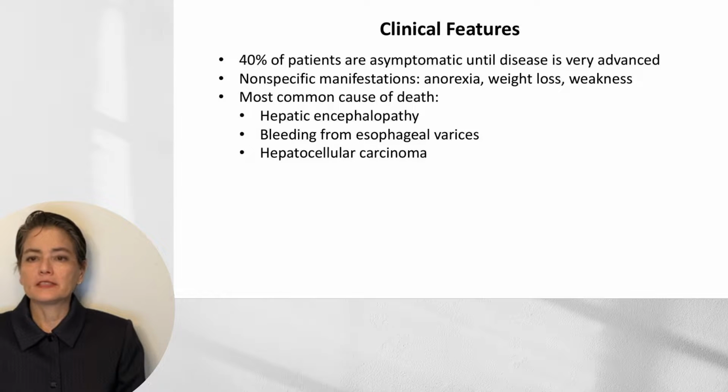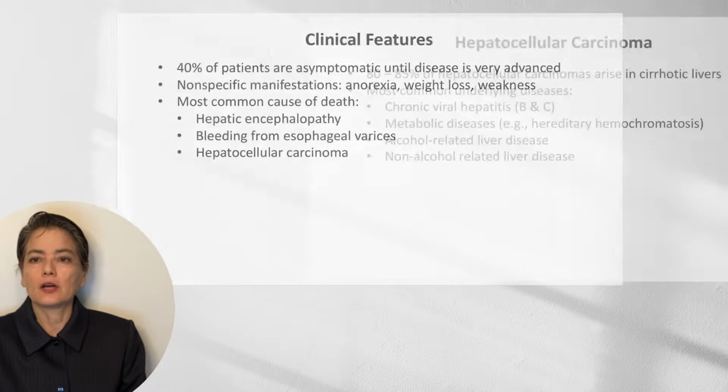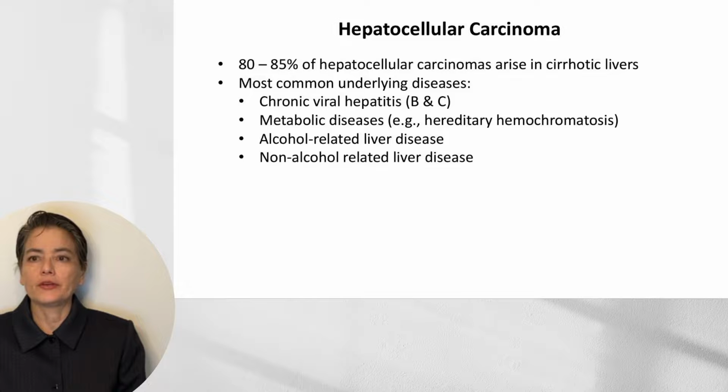Now, I've referred to hepatocellular carcinoma twice. Let's take a brief detour just to talk about it in the context of chronic liver failure. So about 80 to 85% of hepatocellular carcinomas arise in cirrhotic livers, so in end-stage liver disease. The most common underlying diseases of this cirrhosis will be chronic viral hepatitis B and C, metabolic diseases such as hereditary hemochromatosis or alpha-1 antitrypsin deficiency, alcohol and non-alcohol related liver disease.